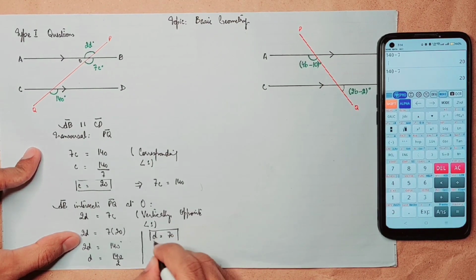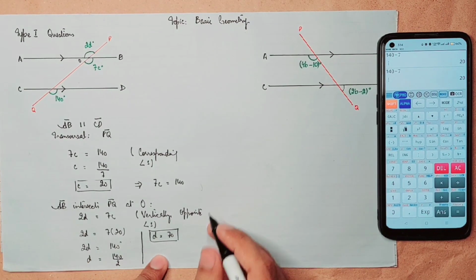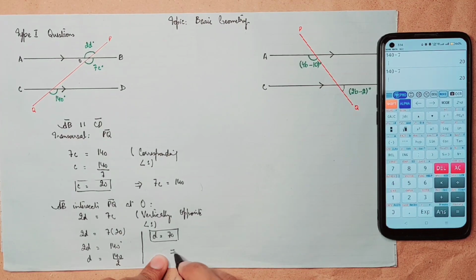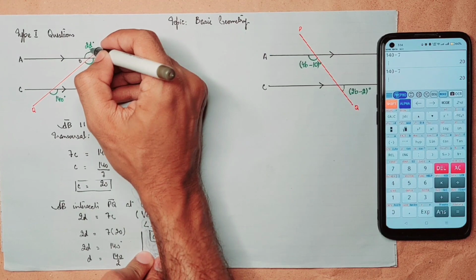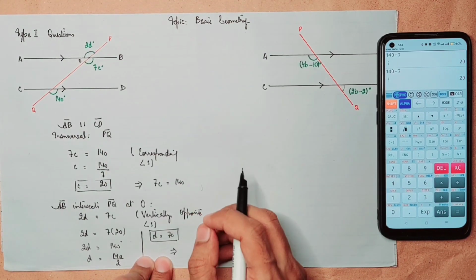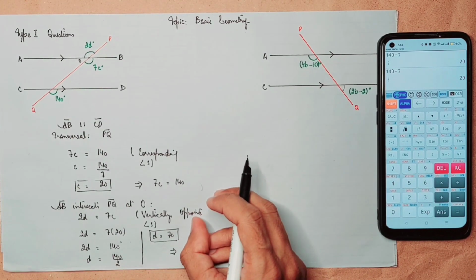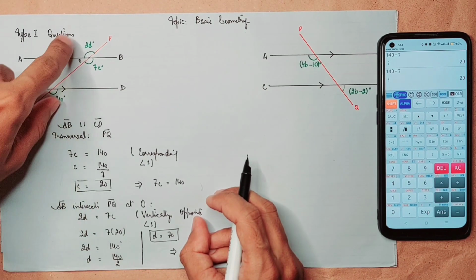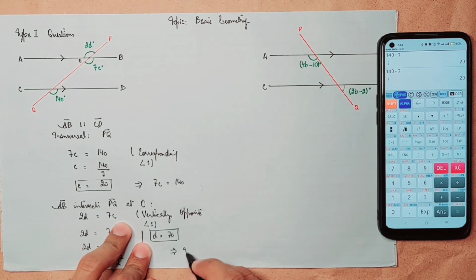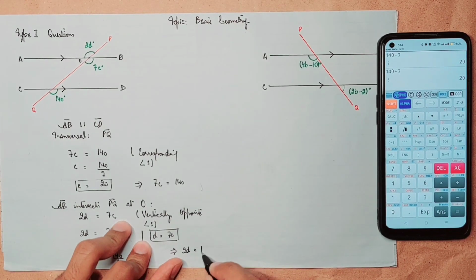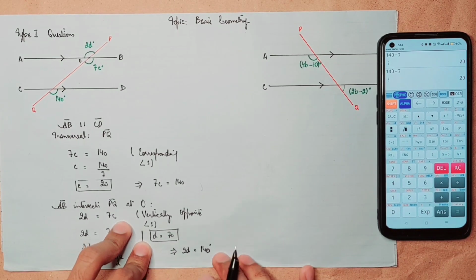So this is the unknown variable which was asked to be calculated, and this implies that if D is equal to 70 degrees, then the angle 2D is 140. Sometimes we are asked to calculate the value of the variable, or sometimes we are asked to calculate the unknown angle. So the value of the unknown variable is 70, and the value of the unknown angle 2D is 140. These are the two values that were asked for in this question.